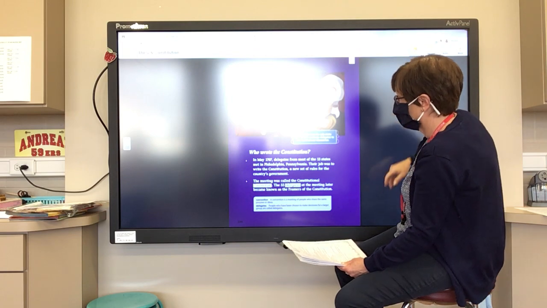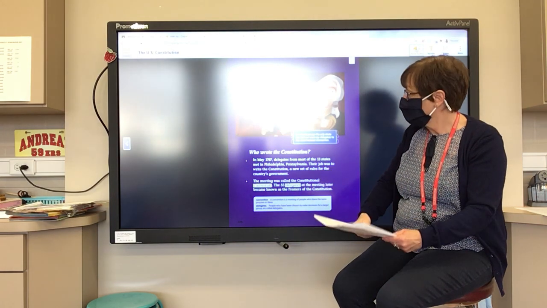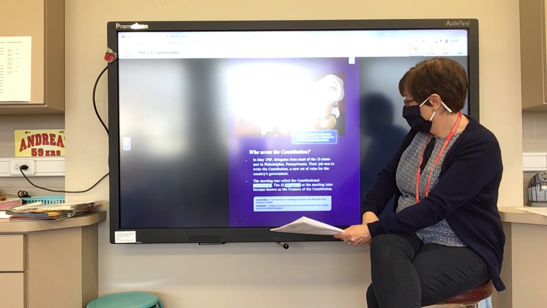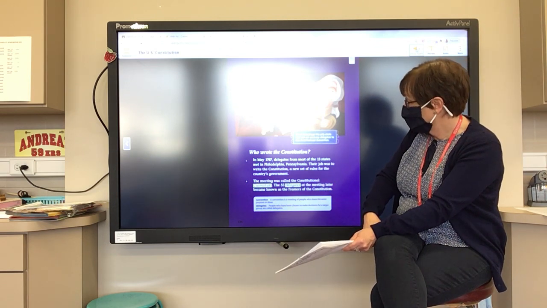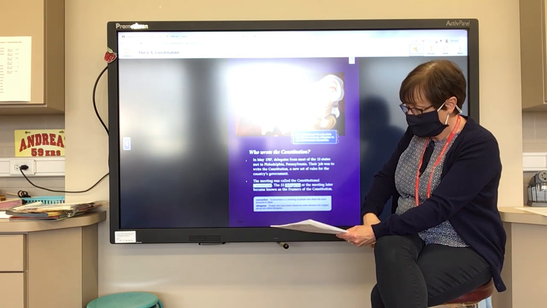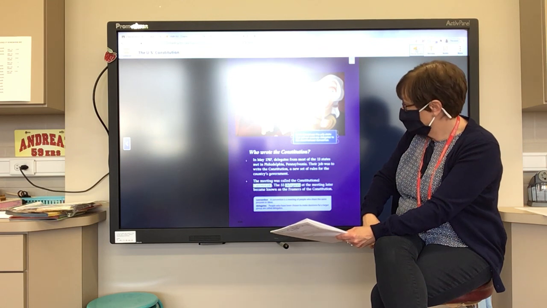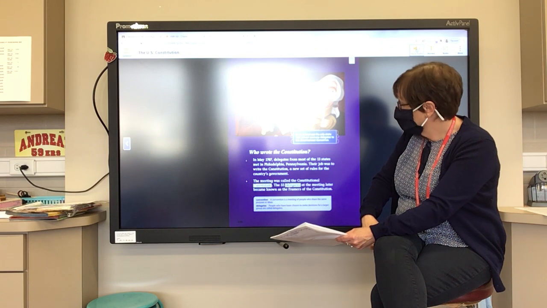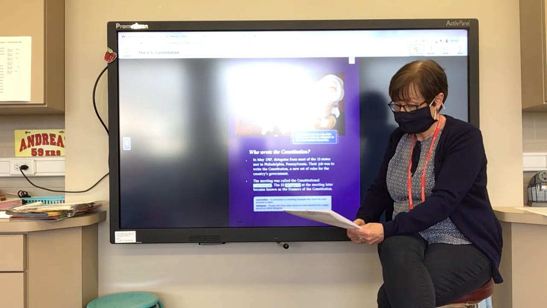Who wrote the Constitution? In May 1787, delegates from most of the 13 states met in Philadelphia, Pennsylvania. Their job was to write the Constitution, a new set of rules for the country's government. The meeting was called the Constitutional Convention. The 55 delegates at the meeting later became known as the framers of the Constitution. Rhode Island was the only state that did not send any delegates to the Constitutional Convention.